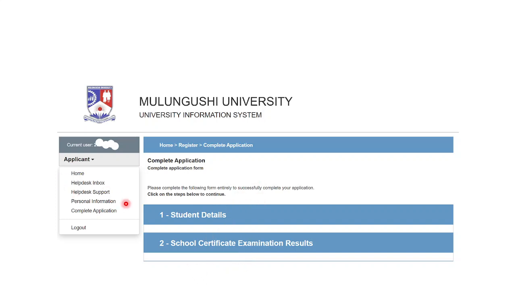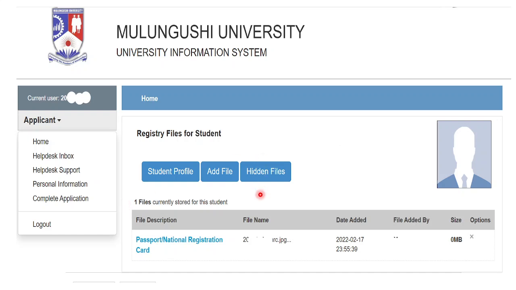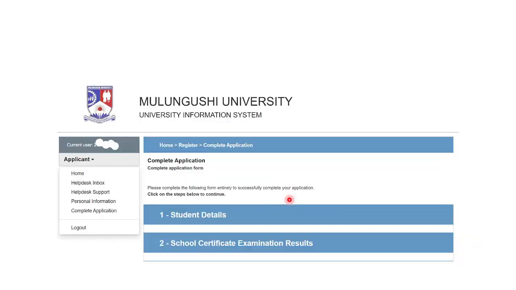Then after clicking submit, you can go to the registry files again. You check, the things will start showing. So that is what you do, ensure that everything is there. If you do not complete your application, you will not be considered.